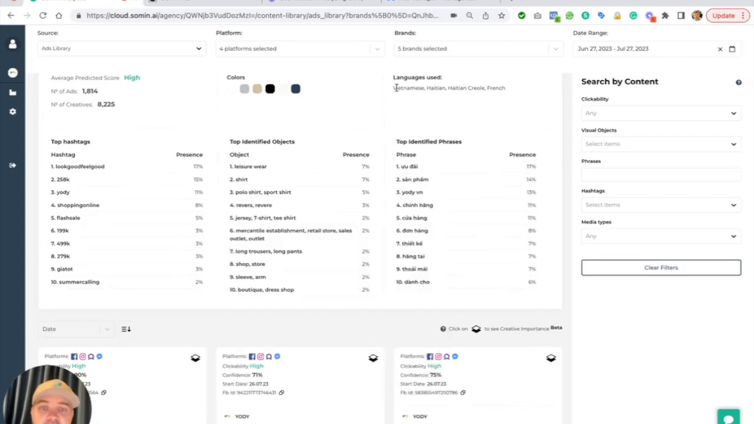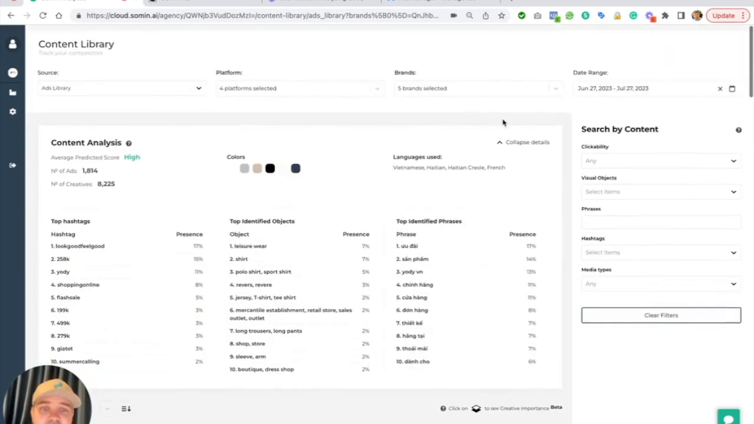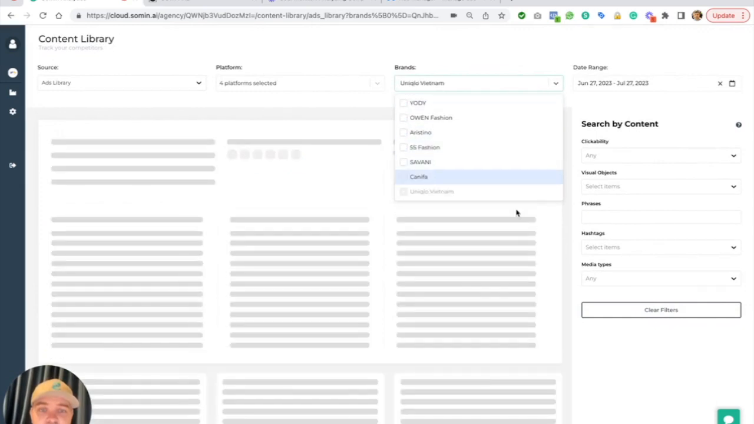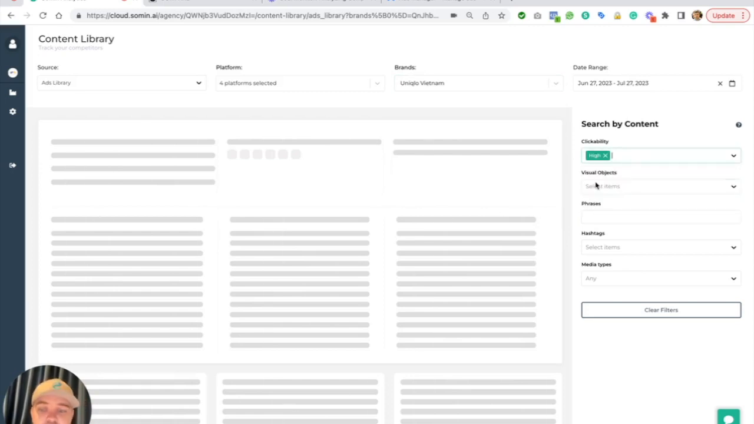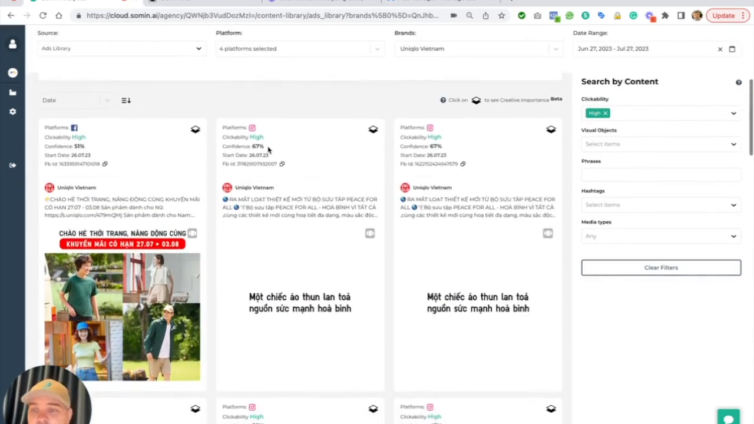You can also see that the language is Vietnamese, here we are in Vietnam, and the colors that work the best. Let's pick up some brand and see what worked best for them. So let's say we want to understand Uniqlo's traits, and we only want to choose the most highly clickable content. So here you go. This is the best performing content for Uniqlo in Vietnam for the last 1 month.